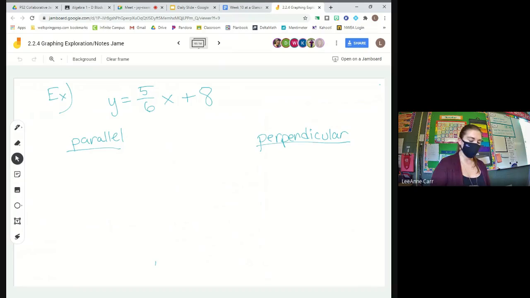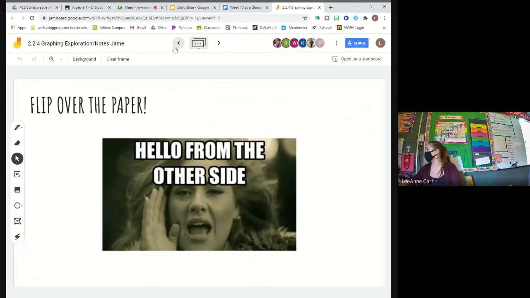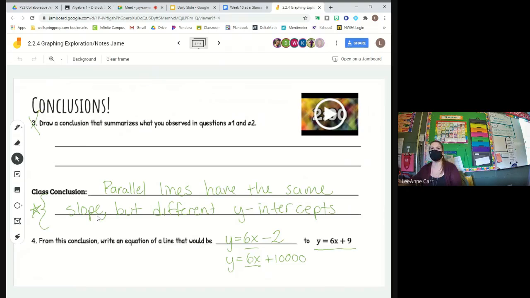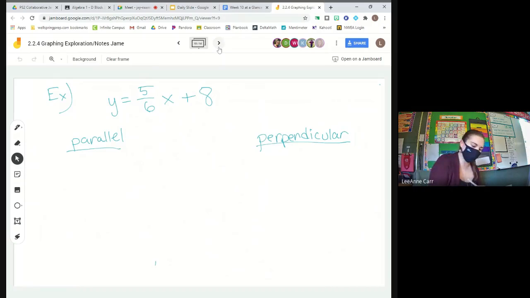Okay, so we go back to our rules. If I need a parallel slope, the rule we said was that they have the same slope, but they have different y-intercepts. Again, all we really care about is the slope. The y-intercepts can change. But parallel lines have to have the same slope. So I'm going to write that down so I remember. Parallel, we know they need the same slope.